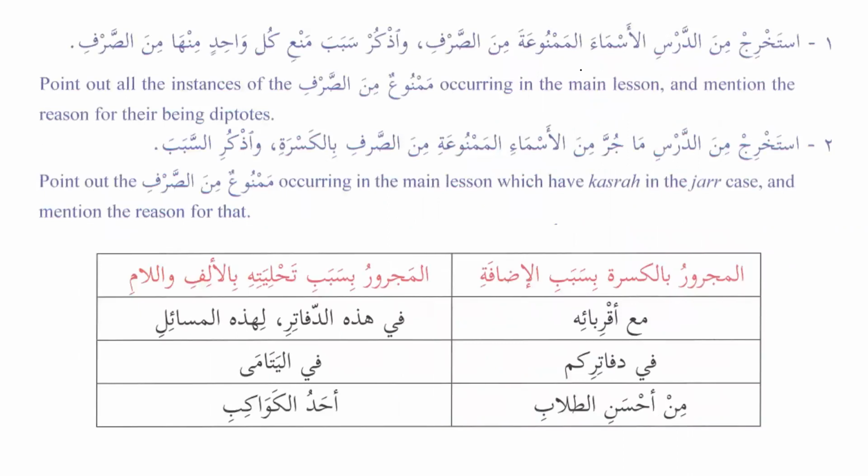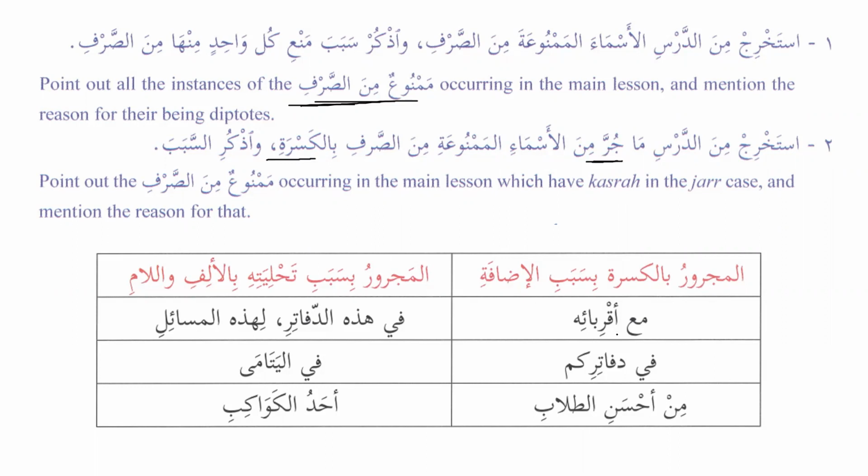استخرج من الدرس الأسماء الممنوعة من الصرف واذكر سبب منع كل واحد منها من الصرف. Now we have done this, alhamdulillah, throughout the lesson. When we discussed the text of the lesson, we have seen that there were so many nouns, and we discussed all the reasons why they are mamnu min as-sarf. Similarly, استخرج من الدرس ما جر من الأسماء الممنوعة من الصرف بالكسرة. Now we have to see that it's mamnu min as-sarf, but it has kasra when it is majroor. واذكر السبب, and why it has kasra when it is majroor. What's the reason behind that?